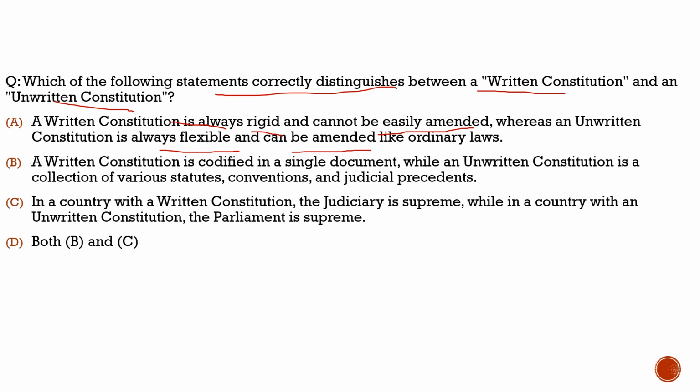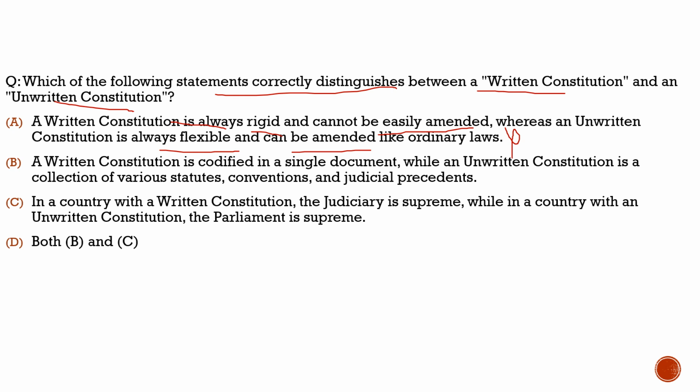Then what is the basic feature of the written constitution? The basic feature of the written constitution is that it is codified in a single document. A particular group of people came in, they codified it into a single document. That is the basic feature. So saying that a written constitution is always rigid, it is often rigid but not always. Similarly, the second statement is also incorrect. So first statement A becomes incorrect.